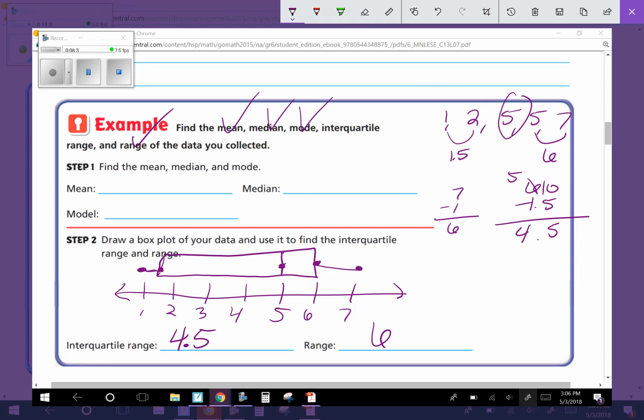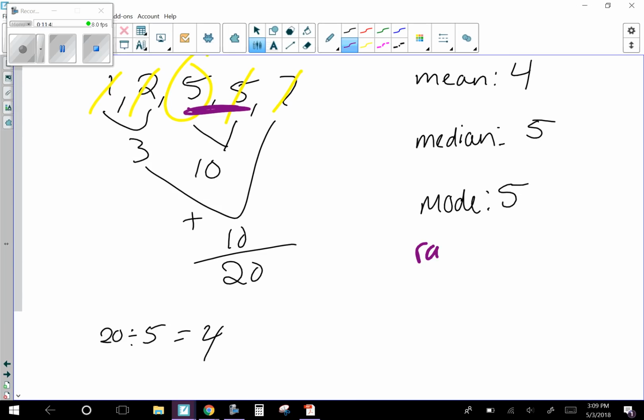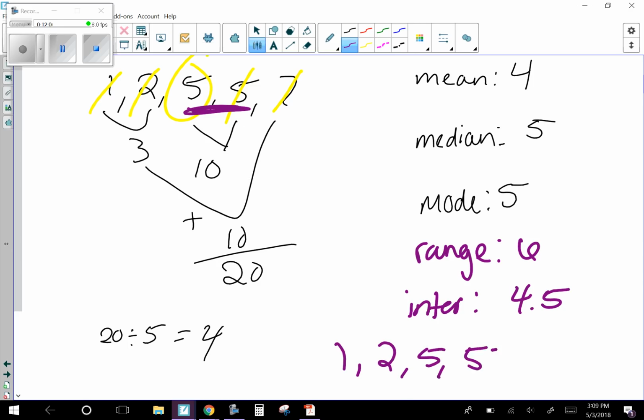Using this information, let's see, we have interquartile range of 4.5, range of 6. It's 4 1/2. Using this information and looking at my data up here, which we said was 1, 2, 5, 5, and 7, what do we think describes the best, like which best describes our data?